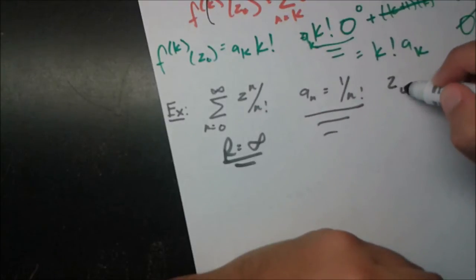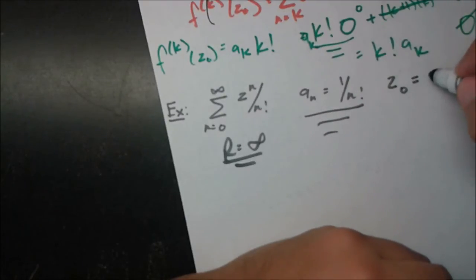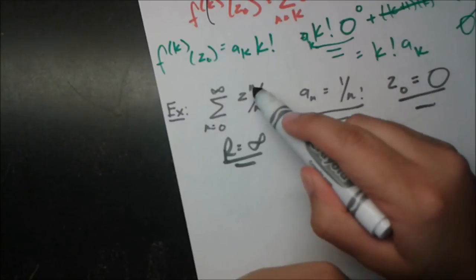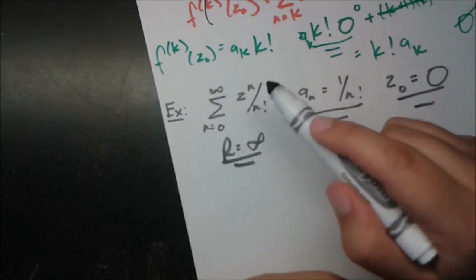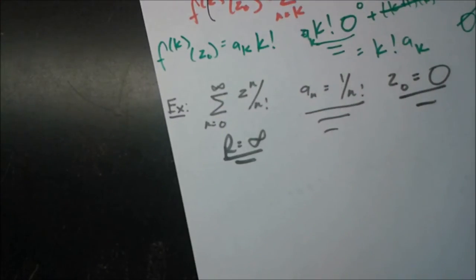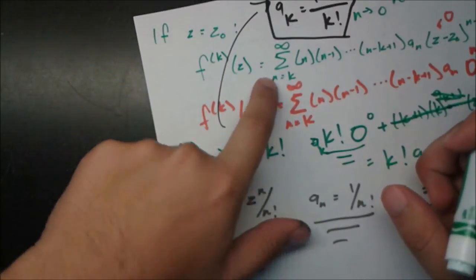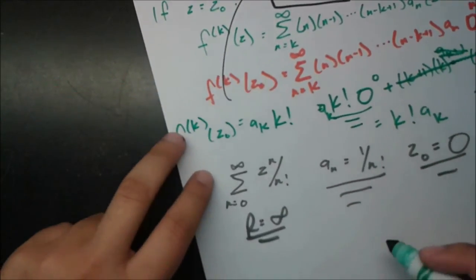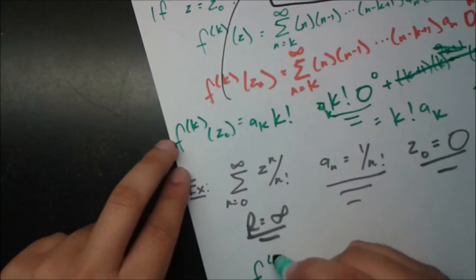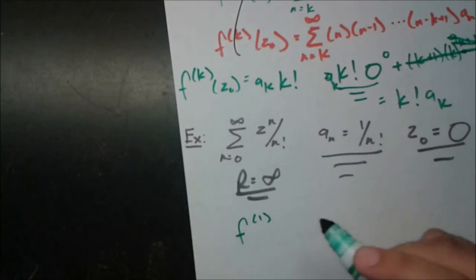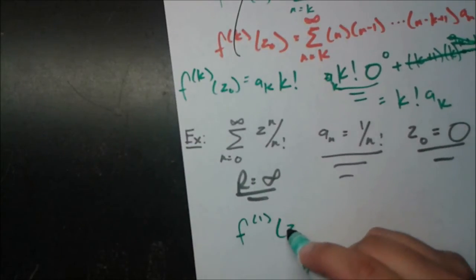So that's what this is. And z naught, the center of the series, is going to be 0, because we see that it's just z to the power of n. So it's really z minus 0 to the power of n. Okay, so now what do we want to do with this? We would like to find the derivative of this. So let's use the formula right here that we have. We want to find the first derivative only. So I'll put a 1 here instead of prime, just to emphasize that it's the first derivative, f prime of z.